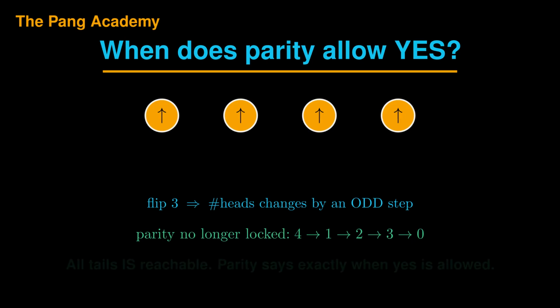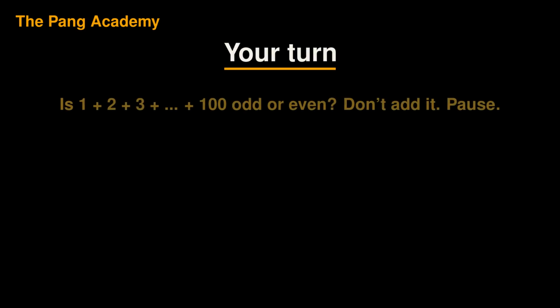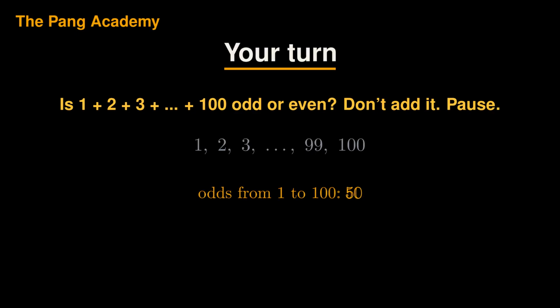So odd and even doesn't only rule things out. It also tells you when things are allowed. Next is 1 plus 2 plus 3, all the way up to 100, odd or even. Don't add it up. Pause. Only the odd numbers matter, and from 1 to 100 there are 50 of them. 50 is even, so the sum is even. It's 5050, but the even part was free.